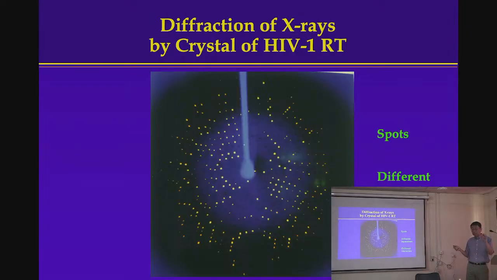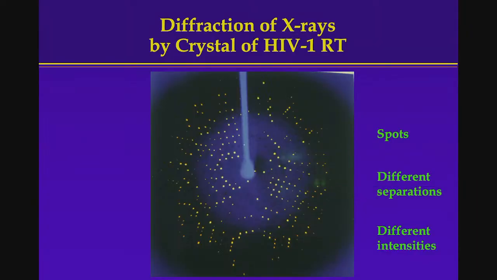So the fact you have spots, the fact you have different separations just means you have lattices in your crystal. But most importantly, the structure of your protein, the structure of a molecule, is encoded by the intensity of the spots, how bright they are, how weak they are. So that's the concept of data collection: basically, find out how strong the spots are, how weak the spots are. So you have to go in and measure the intensity of each of these spots.